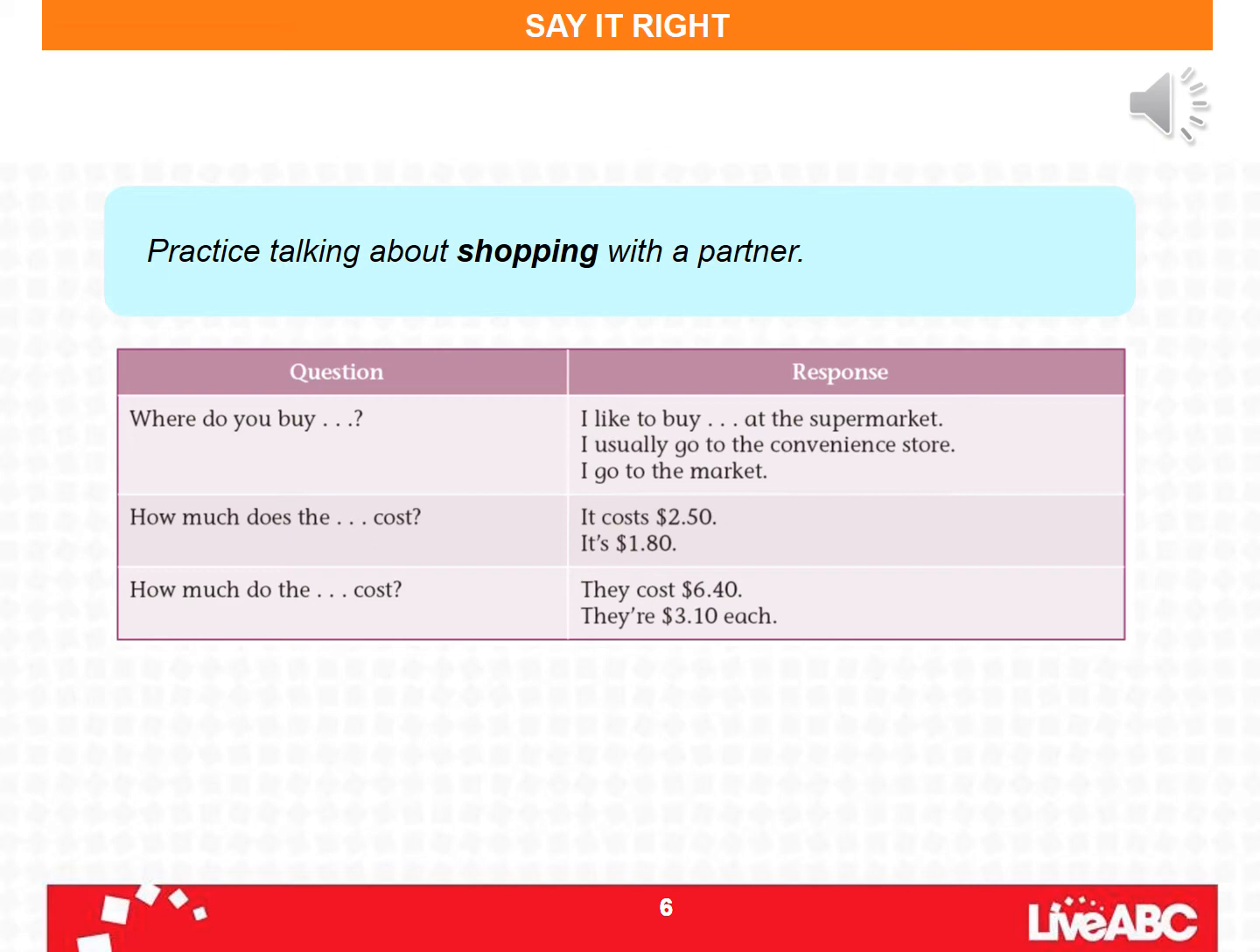Then we have another way to ask about prices when they are plural. This is for the prices in singular. And the second part is for the prices in plural. So we have to say, how much do the tomatoes cost, for example? So you have to answer, they cost $6.40. Or you can say they're $3.10 each. Okay, so you can reply saying they cost, or they are, using the form of the verb be. And you have to say each when you say each tomato, for example, cada tomate.